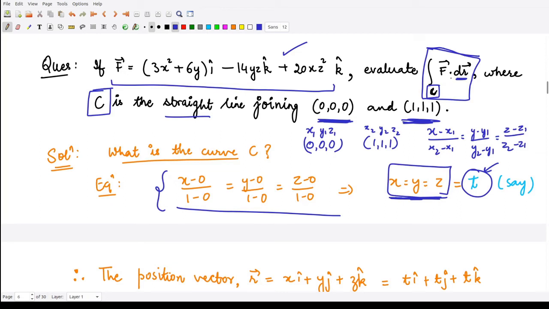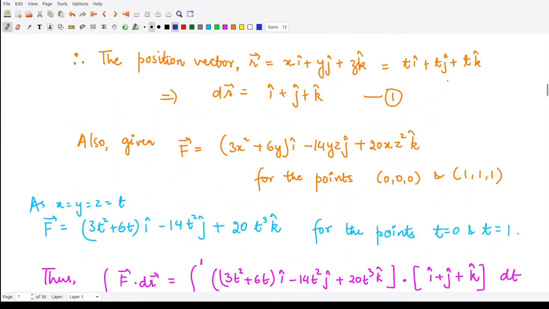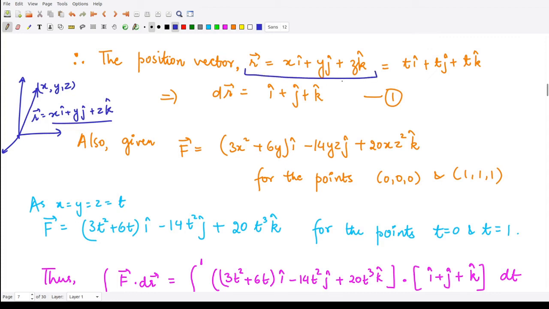So first of all, you should know what is this vector r. For calculating the position vector r, if you have this point whose coordinates are x comma y comma z in the coordinate axis, the position vector is given by vector r, and this vector r is represented by x i cap plus y j cap plus z k cap. This is how you define the position vector. That is what we have done here.